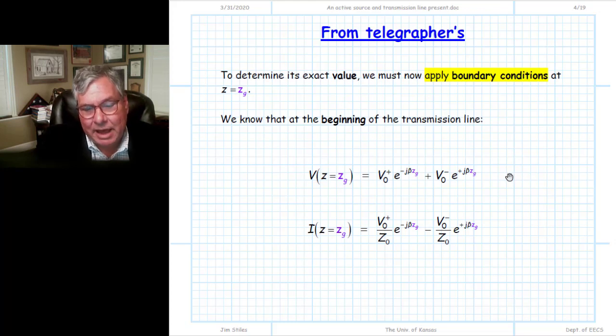This then is the mathematical representation of those two complex numbers. Notice they depend on the unknown wave amplitudes of V0 plus and V0 minus. So we evaluate the total voltage at the beginning of the line and the total current at the beginning of the line. Again, this is not a function of position Z. This is a statement of a function that is specifically evaluated at the line index location ZG.